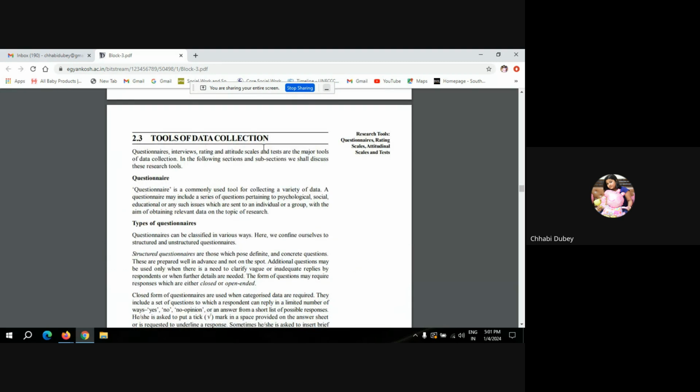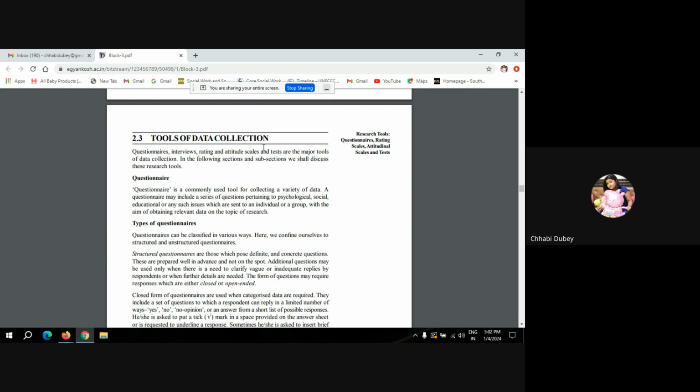Now, we come to the various tools of data collection after the levels of measurement. First is what is known as a questionnaire. A questionnaire is a very commonly used tool to collect a variety of data. It includes a series of questions pertaining to psychological, social, educational, or any other issues that are sent to an individual or group with the aim of obtaining relevant data. So that is a questionnaire.